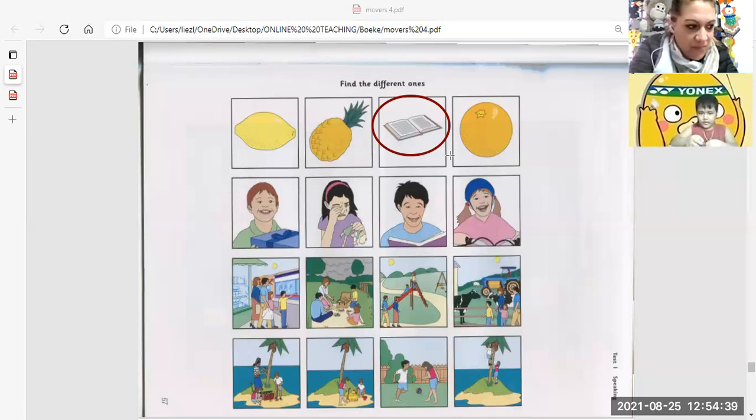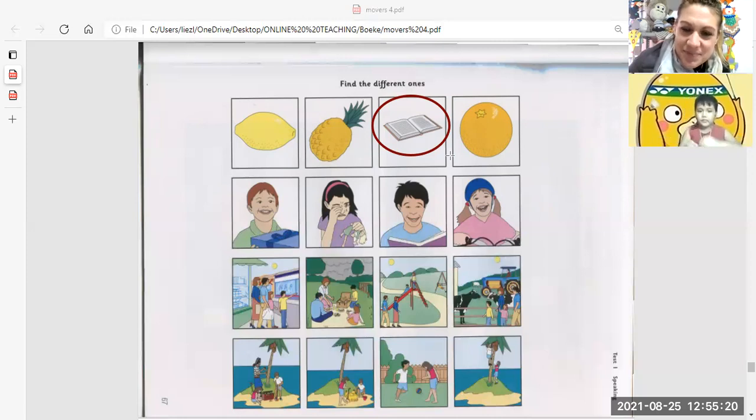Let's say it one more time, okay? Why is the book different? The book is different because lemon, pineapple, and orange are fruit. You can eat fruit. And the book no eat. You can't eat. You read it. Yes, good job.